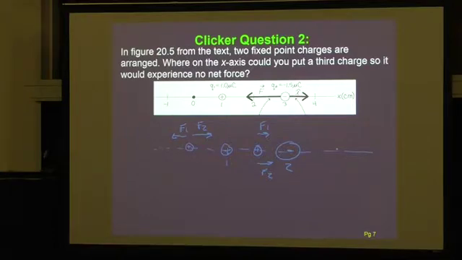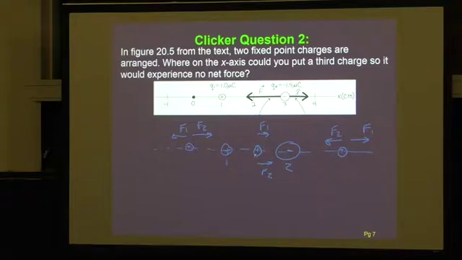And then finally, if I go into this third region of interest and put my charge there, I'll see that there's an attractive force from F2 that way, and a repulsive force from F1 that way. Again, I'm not thinking right now about how big these arrows are. I'm just thinking about their direction. The idea here is we want to know where on the x-axis you can put a third charge that would experience no net force.